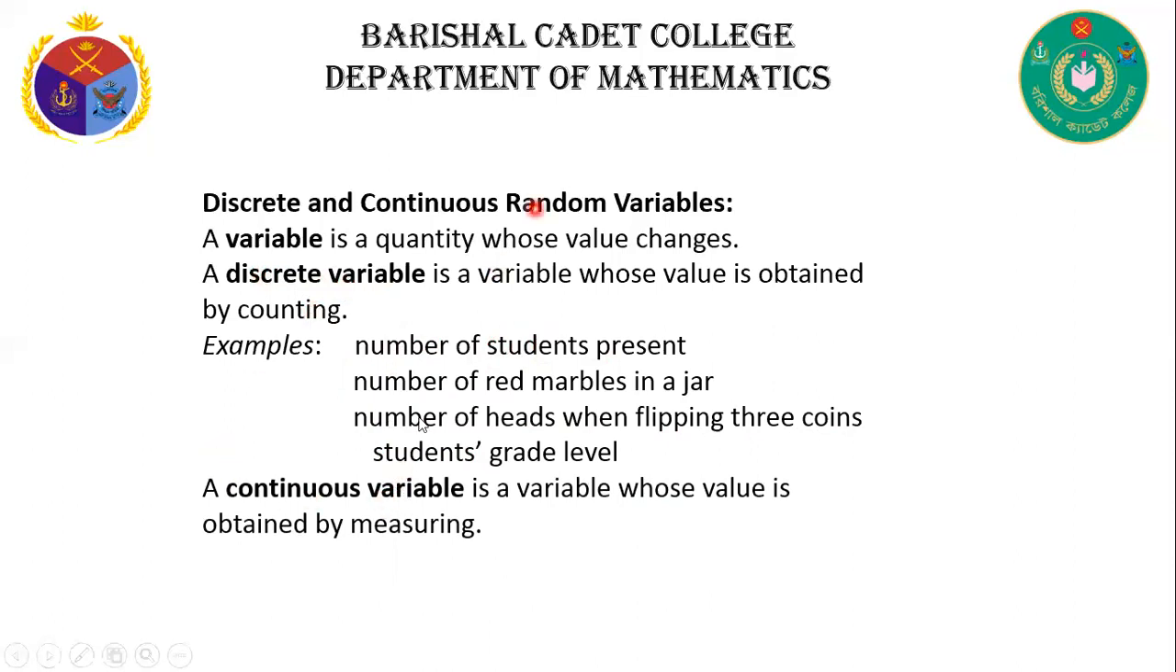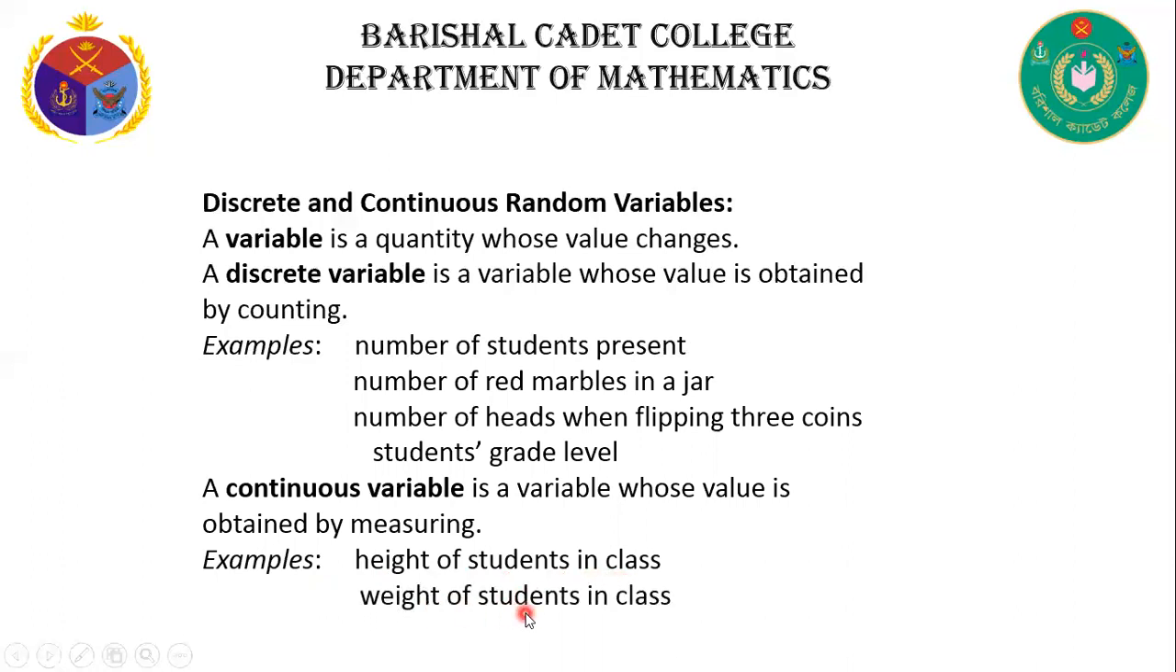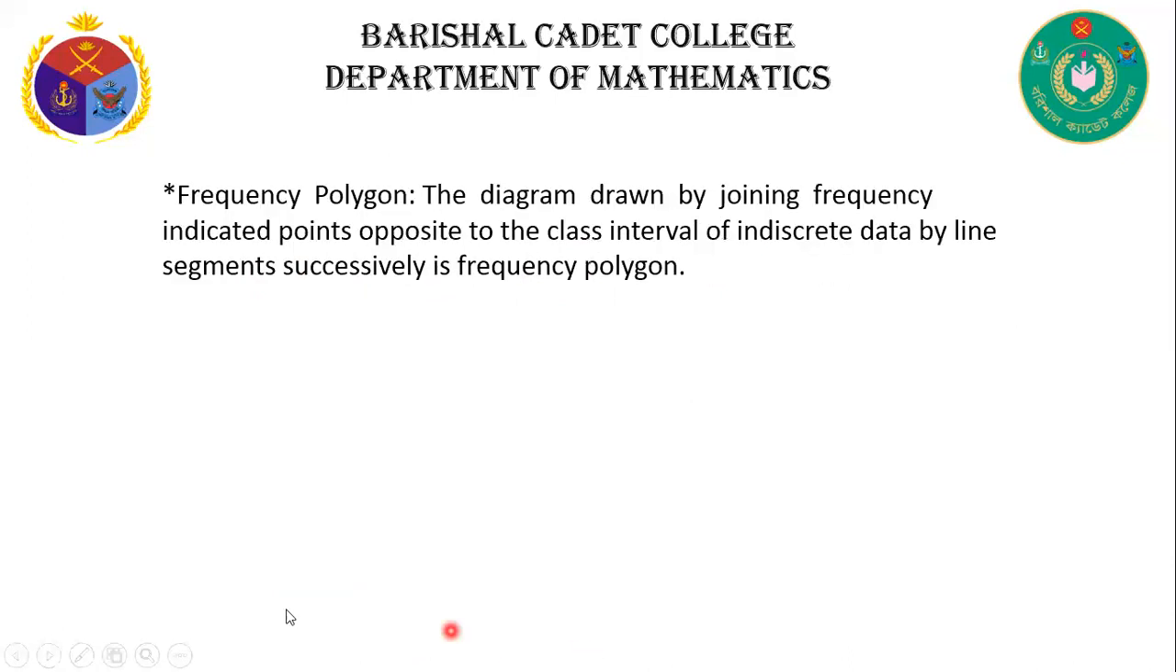Now, a continuous variable. A continuous variable is a variable whose value is obtained by measuring. For example, the height of students in a class, the weight of students in a class. Remember these things: a continuous variable is obtained by measuring and a discrete variable is obtained by counting. Remember these two things. And the time it takes to get to school.